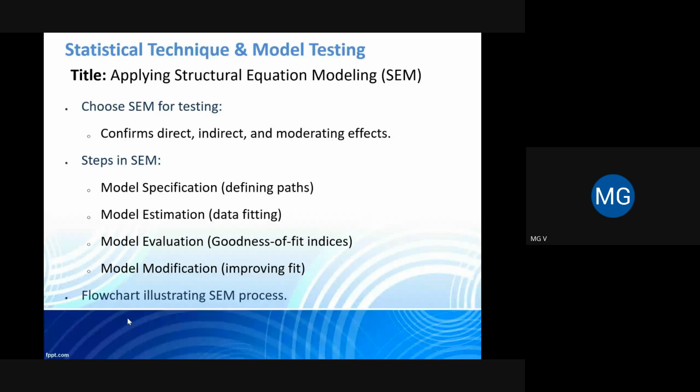Then model estimation, which uses software like AMOS or SmartPLS to fit the data. Model evaluation, where we check goodness of fit indices, for example, RMSEA, CFI, and model modification, where necessary improvements are made. The flowchart outlines these steps in a structured manner, ensuring clarity in our approach. By the end, SEM provides statistical evidence supporting or refuting our hypothesis.